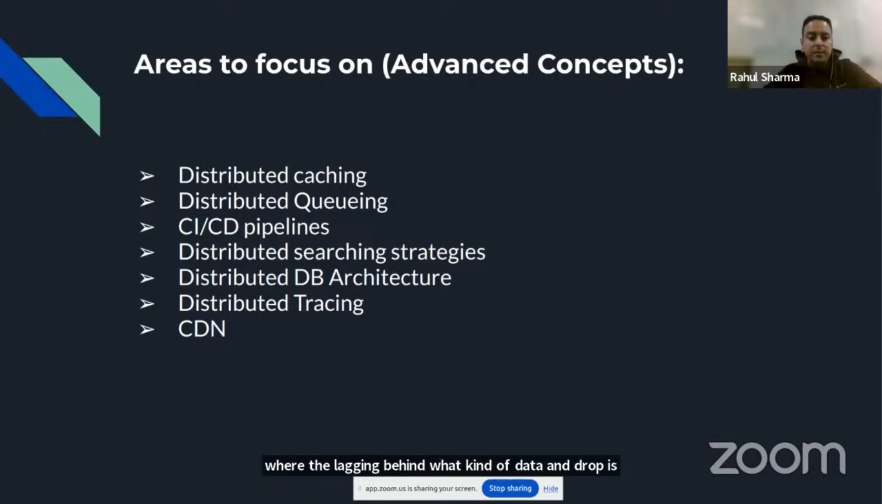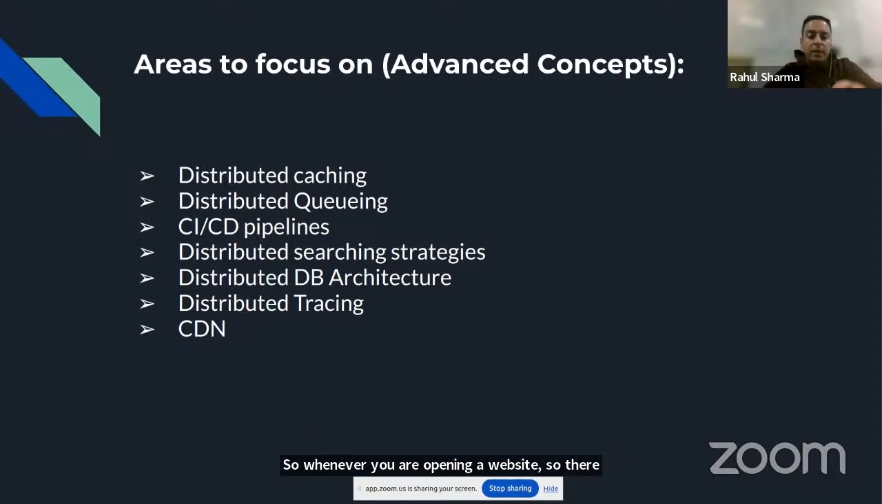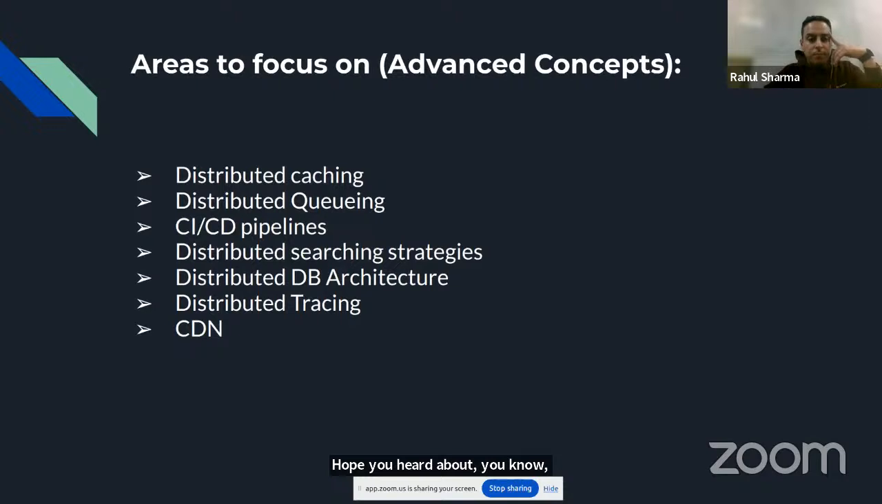Now, next is the CDN, the content delivery network, where whenever we are serving any content, we cannot push every request directly to the server, so that we can reduce the load on the server. So, whenever you open a website, there is an HTML layer, where the HTML or the static content is served first of all from the nearest CDN, and one of the CDNs is Akamai. Hope you have heard about it. If not, then it's fine. We can cover it later, right?